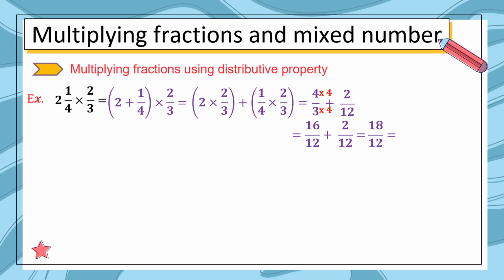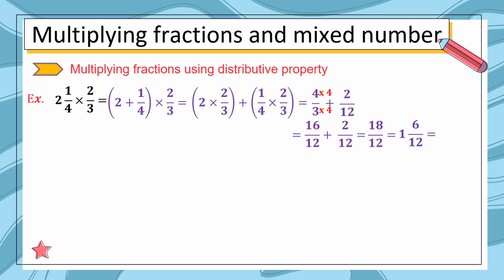Now I can add the two fractions. I will drop the same denominator and add the numerators together. 16 plus 2 equals 18/12. But 18/12, we need to simplify it because 18/12 is an improper fraction. So I can divide up and down by 2, or how many 12 groups are in 18?